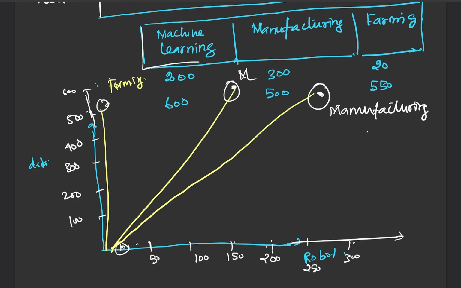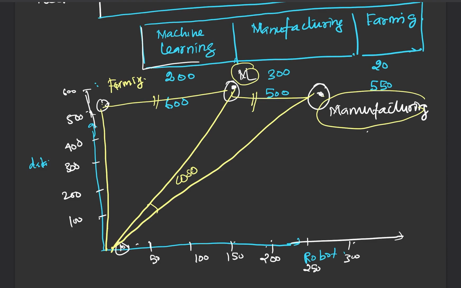Just by visualizing these three documents on this 2D plane, now we can see how close they are. Just by looking at these 3 points on the 2D plane, we can see this machine learning document is closer to manufacturing than farming. Farming is far from these two documents. This can be measured in two different ways. The exact distance can be measured by the Euclidean distance, measuring this distance, or cosine similarity, this cos theta.